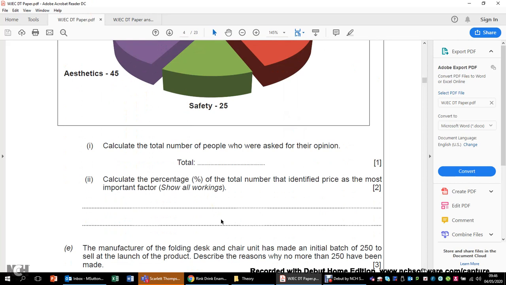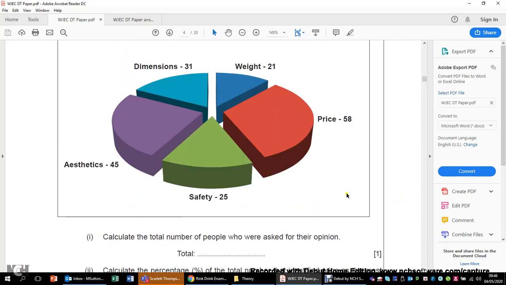Second part, calculate the percentage of the total number that identified the price as the most important factor, and then show workings. Now, you should know this. This is a simple calculation. It's about the percentage of people that identified price as the most important factor. So we're looking at 58 over 180. So again, if you did add it up wrong and you didn't get 180, then you're also going to have a problem with this one.